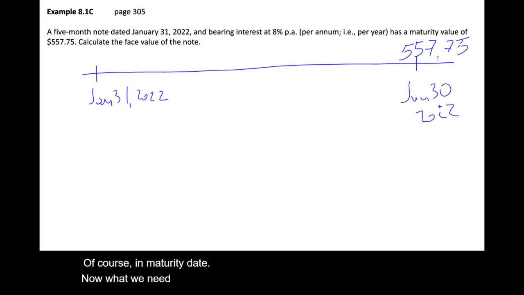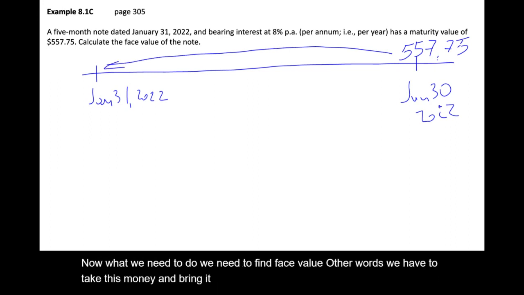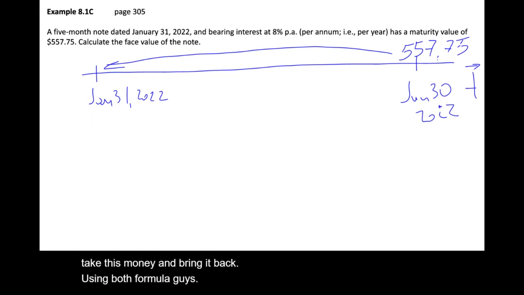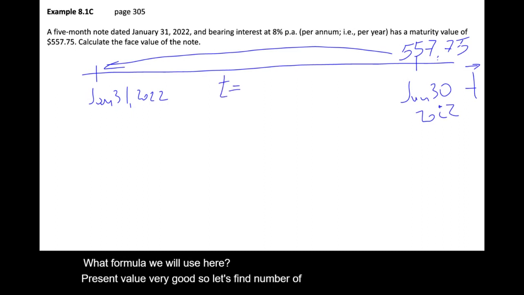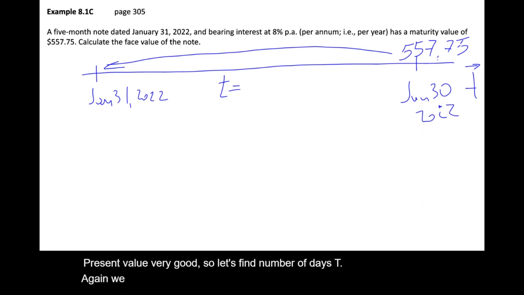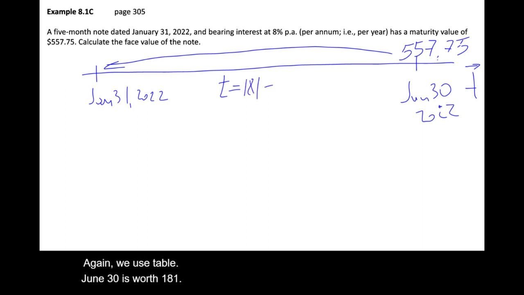Now, what we need to do, we need to find the face value. In other words, we have to take this money and bring it back. Using what formula, guys? What formula will we use here? Present value. Very good. So let's find the number of days T. Again, we use the table. June 30th, 181, minus January 31st, which is 31. So it's 150 days.